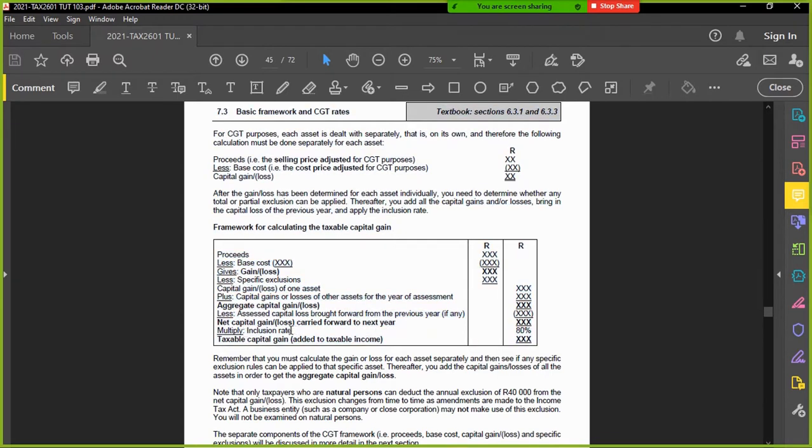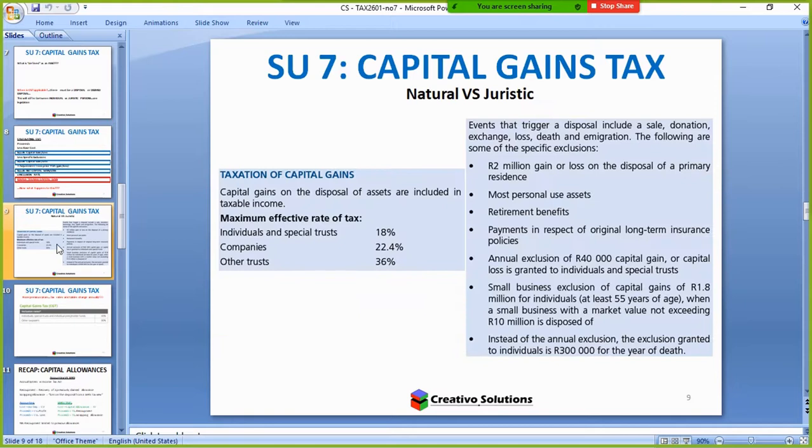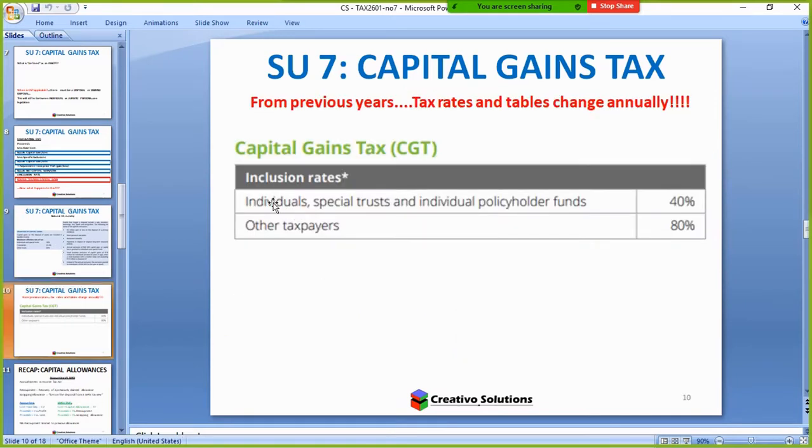It's the same except here they've included 80%. Why 80%? Because that's for companies. And 40% for individuals, and I think it was special trusts. Let's just go back and check. Yes, 40% for individuals, special trusts and policy holder funds. Other taxpayers, so all others, 80%.